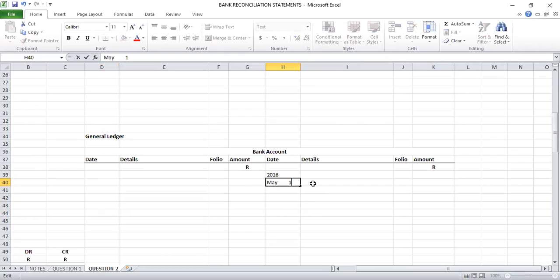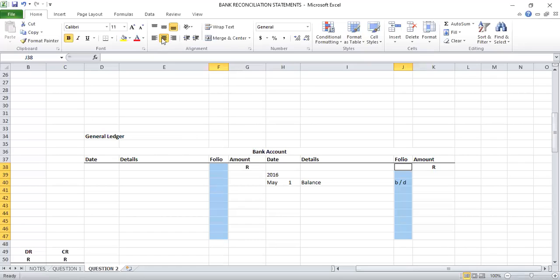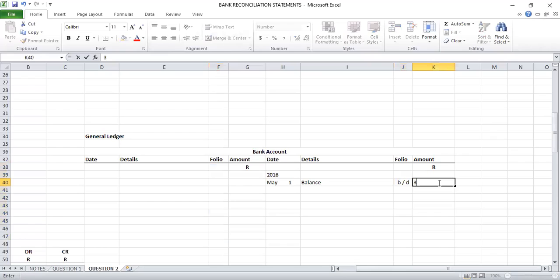It will be called balance brought forward, because it is a balance that is being brought from the previous month. That's why we call it a balance brought forward. Right. Then the amount is 31,580. So the opening balance from last month of the bank account, we record it in the bank account. If it's a debit, you would record it on the debit side. If it's a credit, you would record it on the credit side.